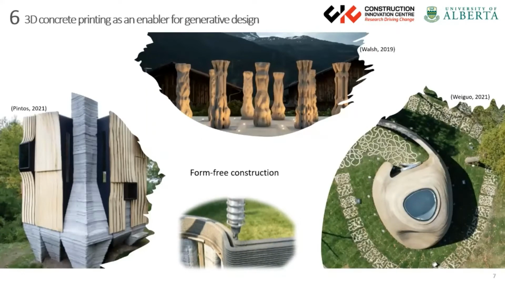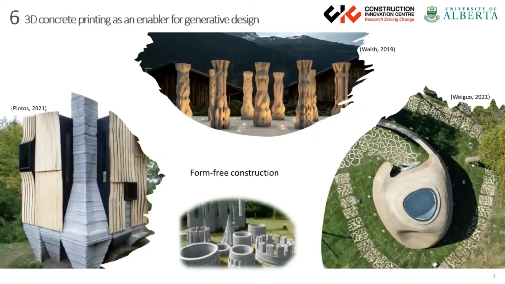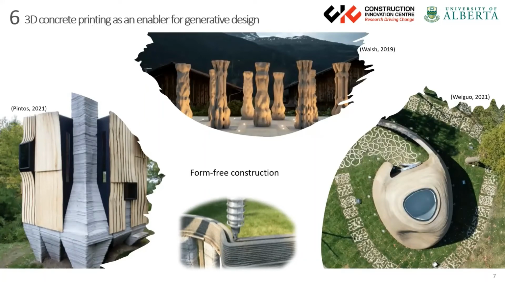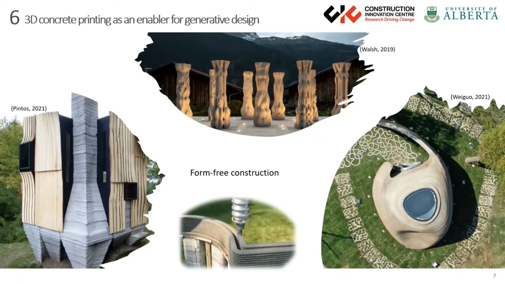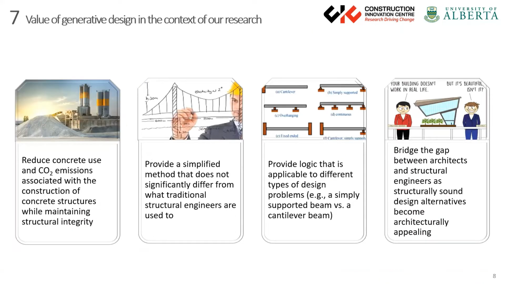Fortunately, there is the technology of 3D concrete printing, which enables the construction of such organic and irregular shapes. As you can see here, a structure can be built through the deposition of concrete material layer by layer. And that's why we exploited the concept of generative design in our study in order to reduce concrete use and CO2 emissions associated with the construction of concrete structures without compromising structural integrity, and then provide a simple method that does not significantly differ from what structural engineers are familiar with.